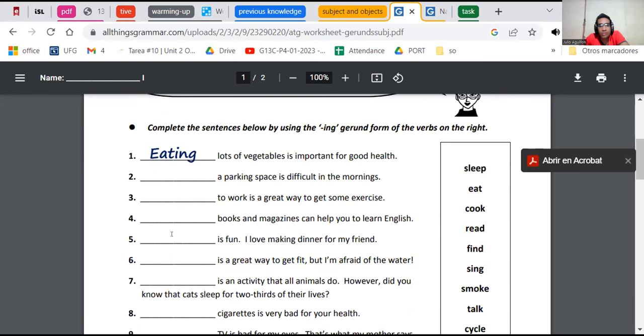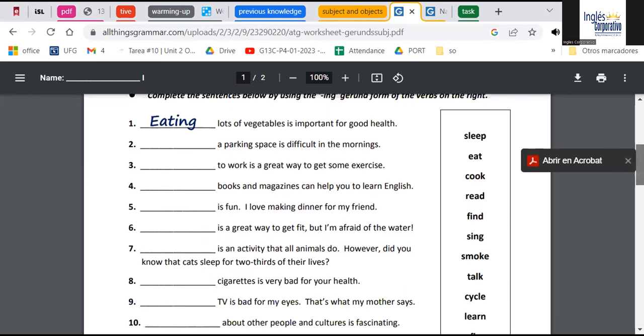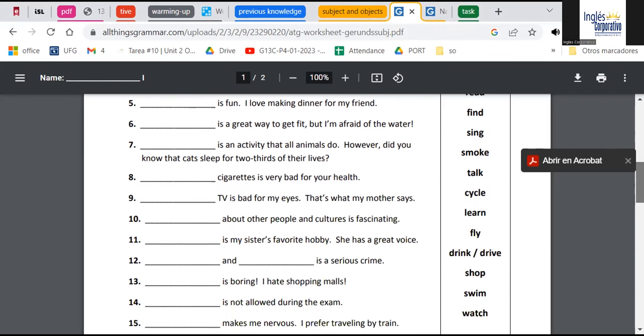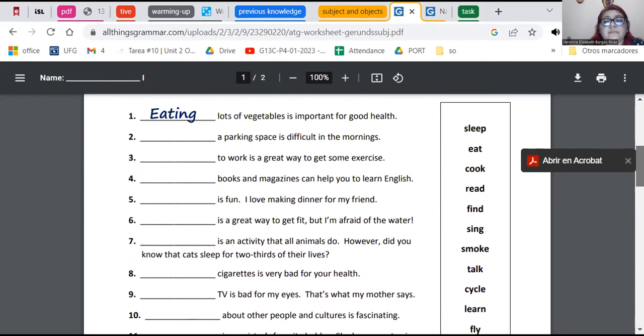Eating lots of vegetables is important for good health. Okay, so we got 10. What do you think about it? Look at this. We have some verbs over here. Sleep, eat, cook, read, find, sing, smoke, talk, cycle, learn, fly, drink, drive, shop, swim, and watch.